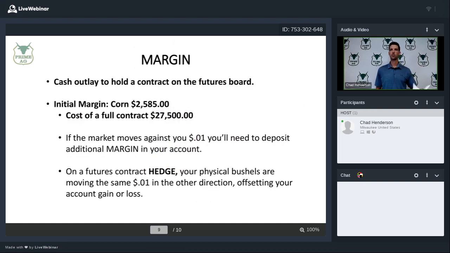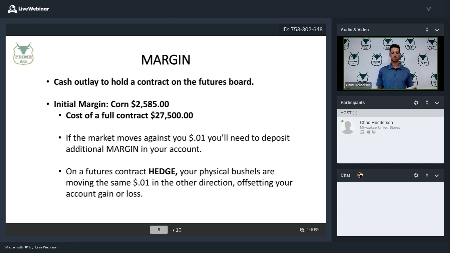Okay, quickly jumping over to the margin side here. Margin is your cash outlay to hold a contract on the futures board. Anytime you buy or sell a contract, you are required to put some margin up. So looking at corn today, your initial margin to sell or buy a corn futures contract is $2,585.